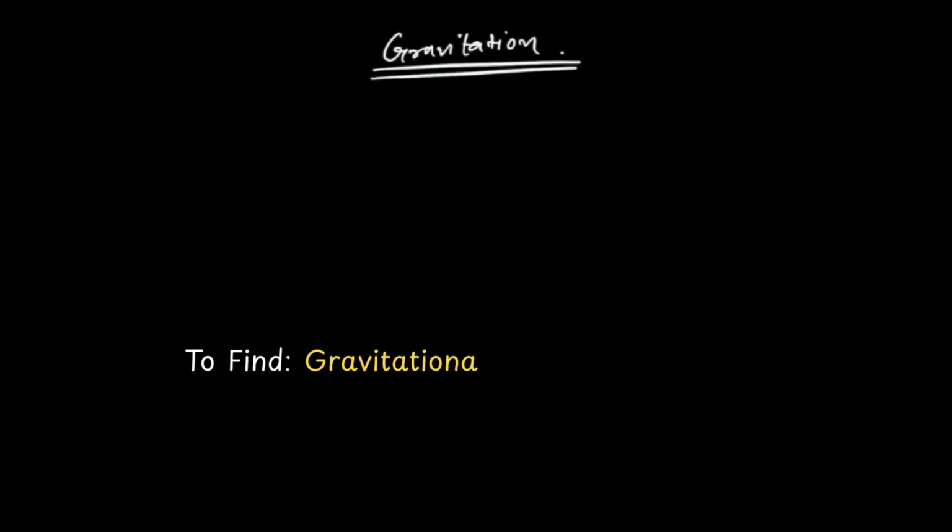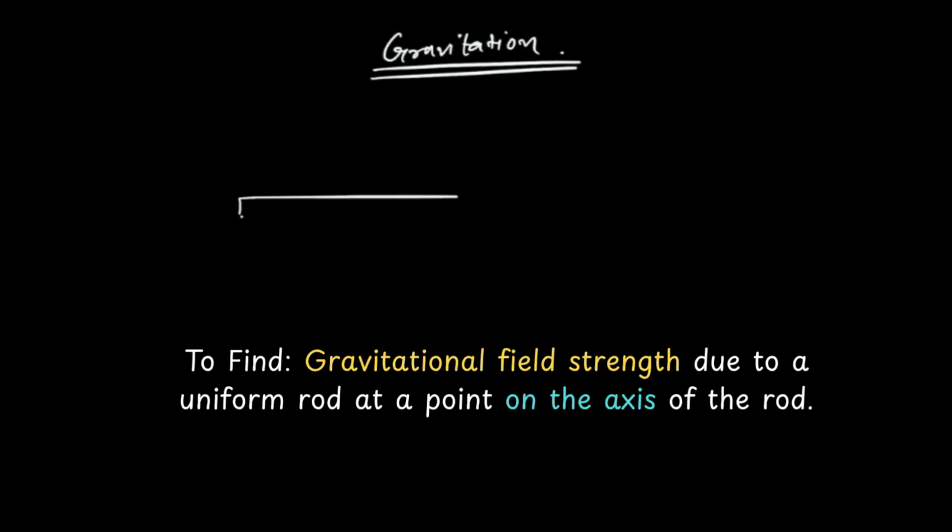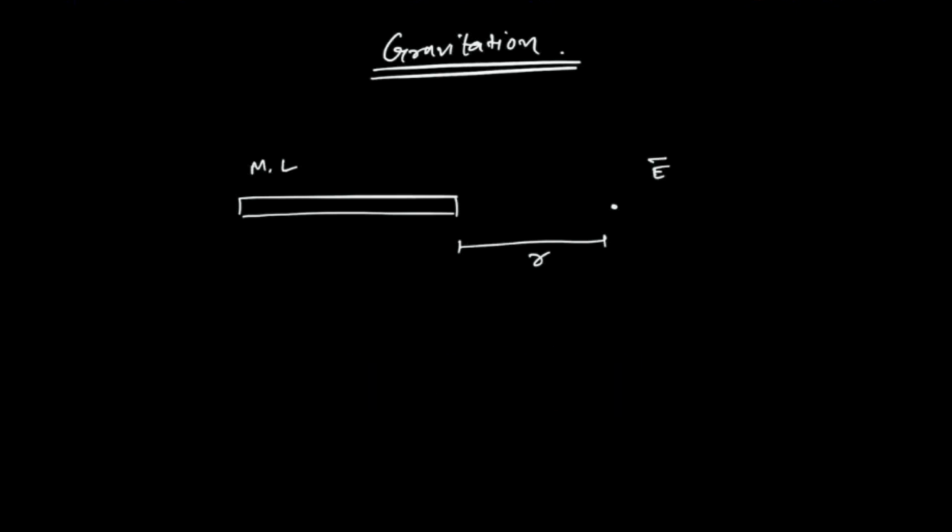So we had a rod, and the dimensions of the rod were given: mass m, length L. At a point P, at distance r from one of the ends of the rod, we had to find what is the net gravitational field. Total is equal to what?